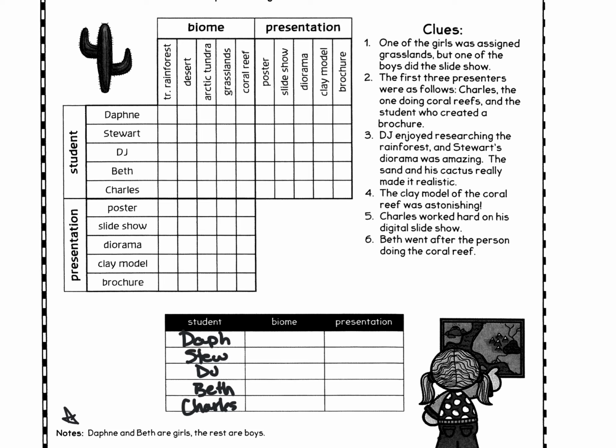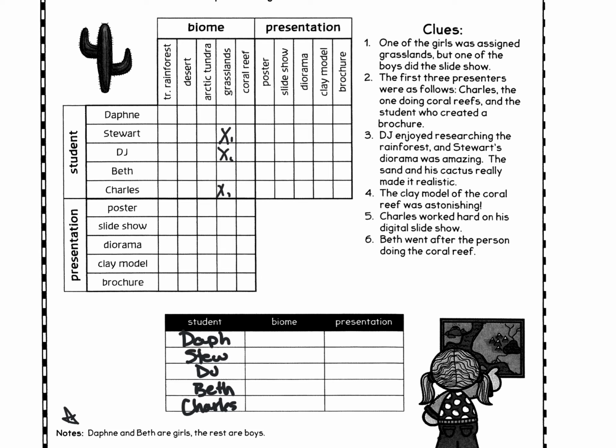Okay, so one of the girls was assigned grassland, which means if I go to grasslands, right here, it can't be Stuart, DJ, or Charles, because those are the boy names. And I know all of that from clue number 1. I don't know which girl it is, but I do know it can't be those 3 boys.